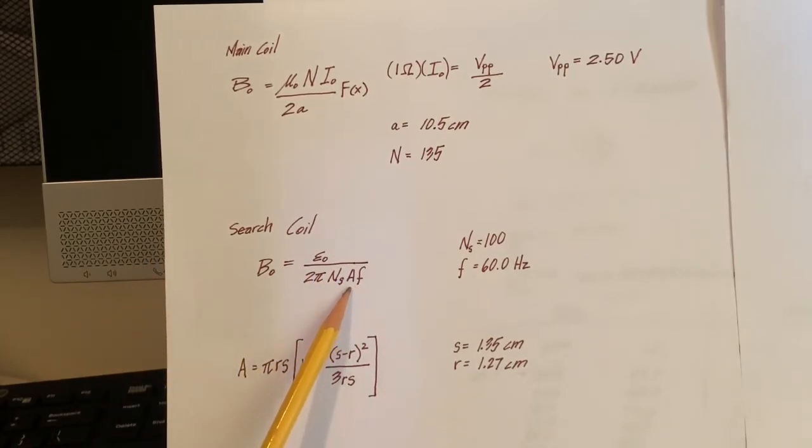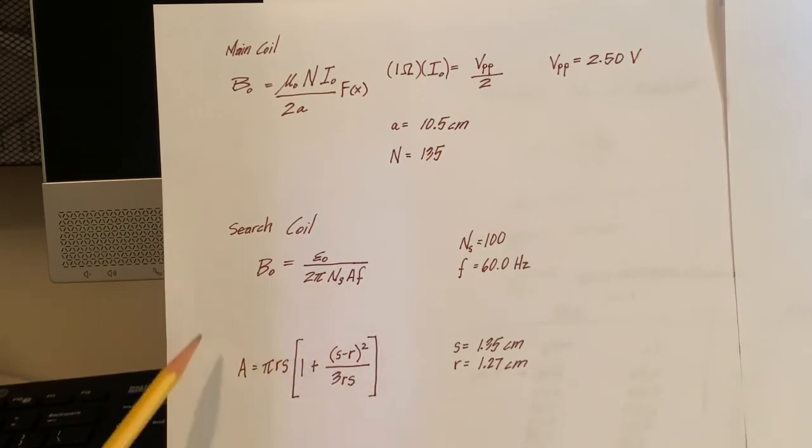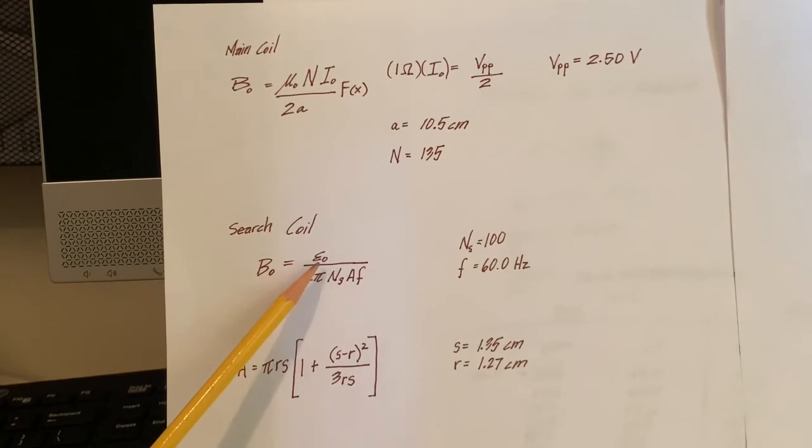A is the effective area of the search coil. That can be found with this expression here. You'll need both R and S, where R is the inner radius of that search coil, 1.27 centimeters, and S is the outer radius, which is 1.35 centimeters. So to get your induced EMF, remember, it's not your V peak to peak voltage that you recorded, it is half that. So divide the readings that we took from the oscilloscope by 2, and that'll give you your electromotive force.